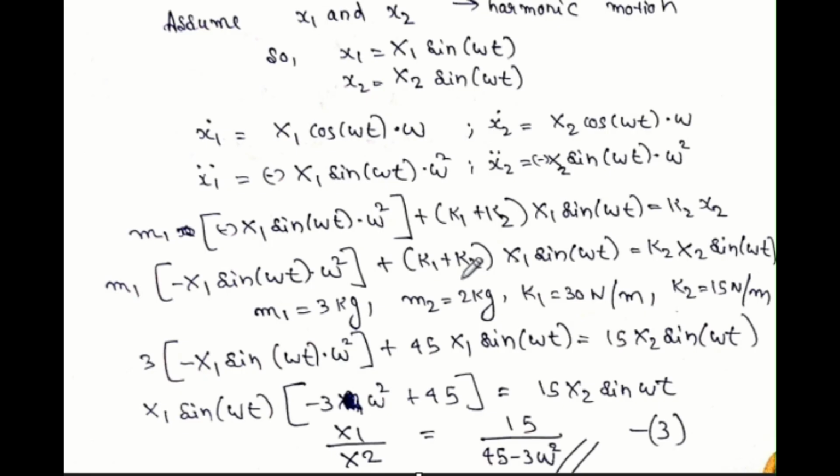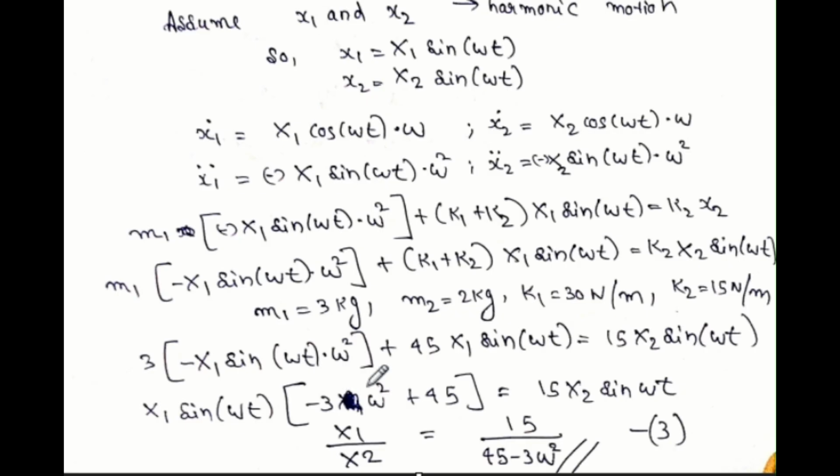And in this question we have certain parameters: m1 is 3 kilogram, m2 is 2 kilogram, k1, k2. So we have to substitute those, because they are given in the question. Substituting the given values, eventually we get these simple steps.